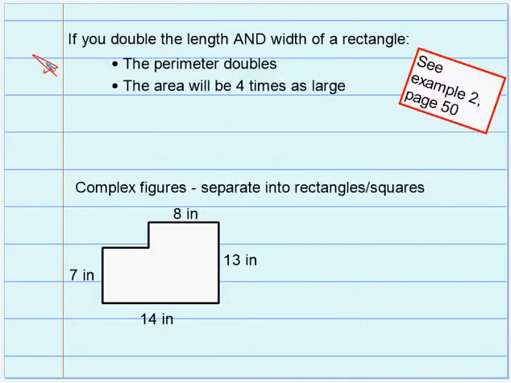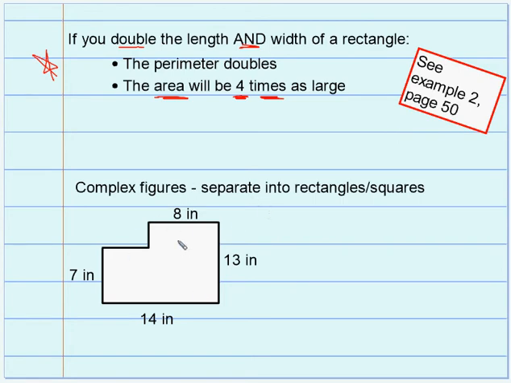Here's a neat little thing that you may not have known. If you double the length and the width of a rectangle, the perimeter will double. Okay, now that just makes sense because it's twice as long and twice as wide. But the area is going to be 4 times as large. Okay, I think that's pretty cool. But if you want more information on that, go to page 50 and look at example 2, and it works out all the steps that you need.